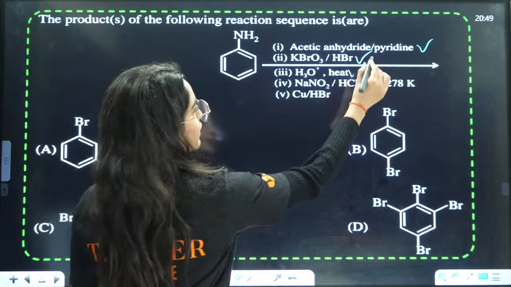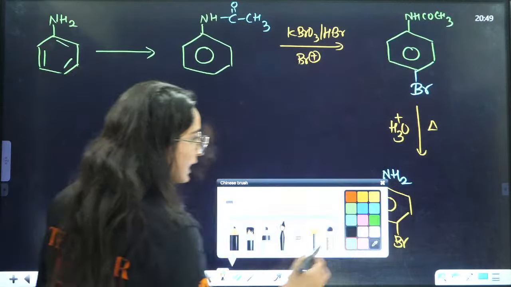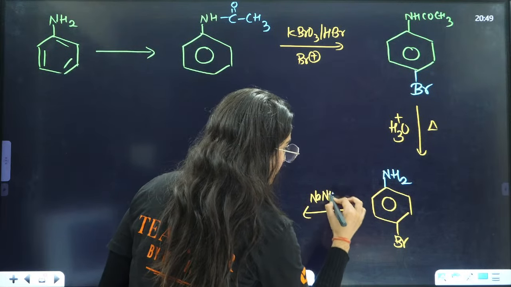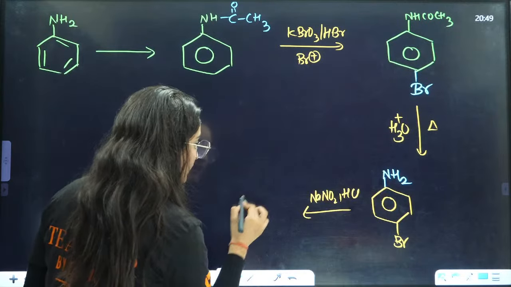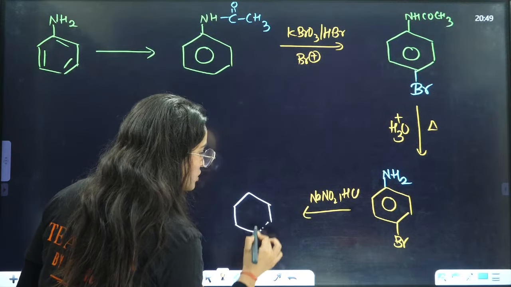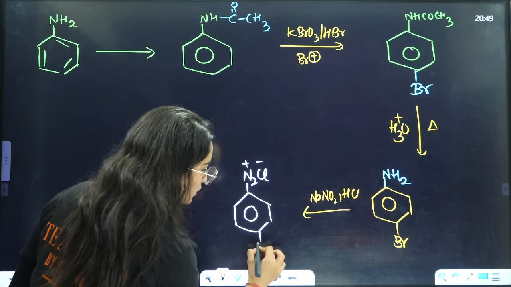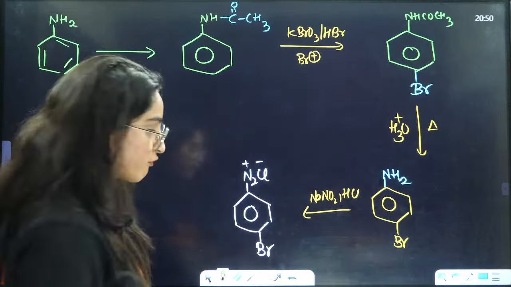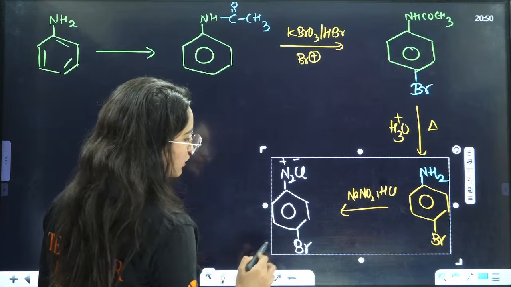After this, you are doing diazotization, then CuHBr. Diazotization, that is NaNO2 plus HCl. What will happen? This will get converted to N2Cl, positive, negative. This is Br, right? You just need to have the knowledge of the reagents, okay?